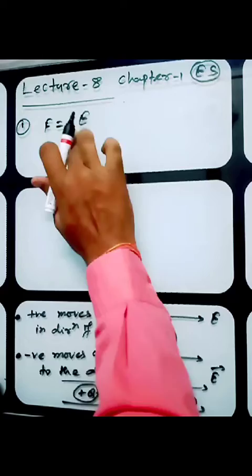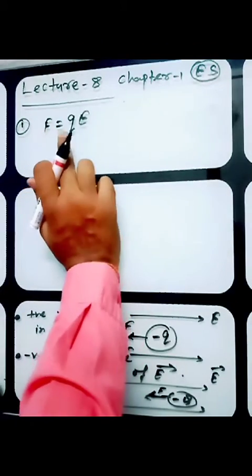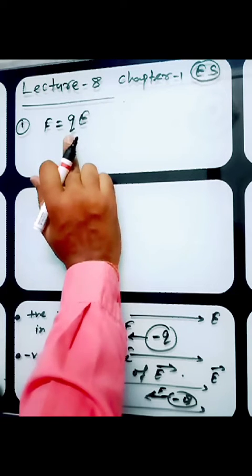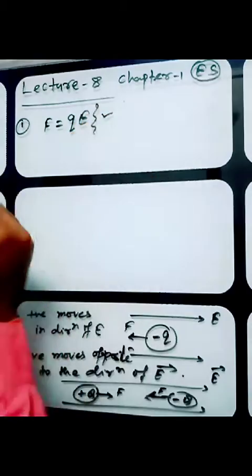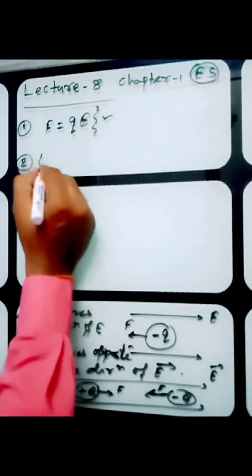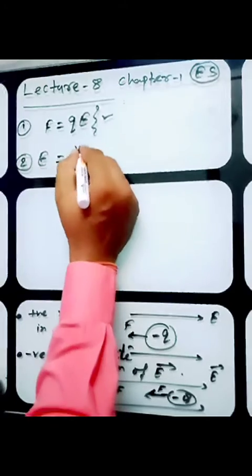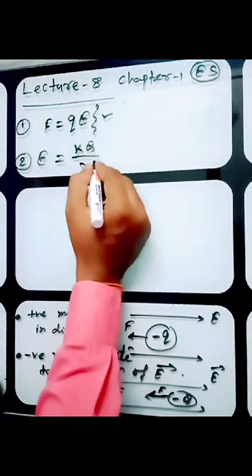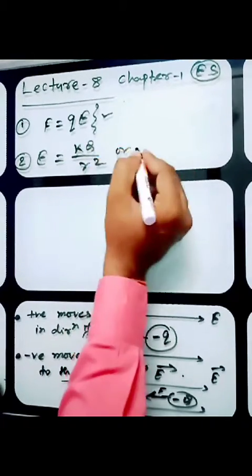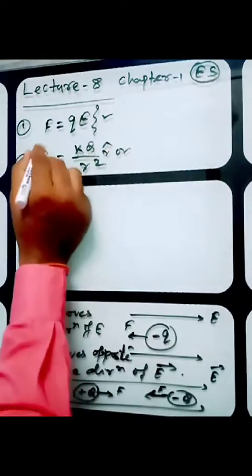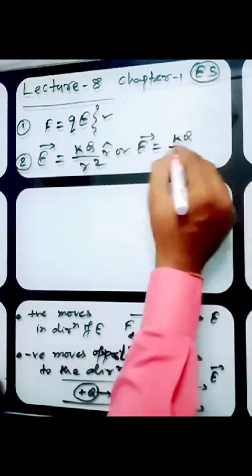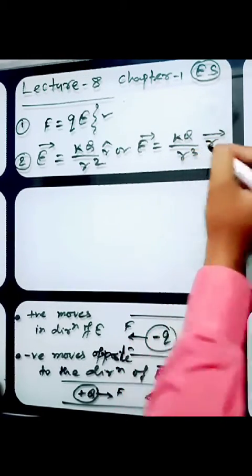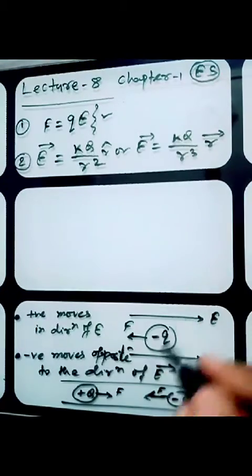If you are confusing, then write down Q. This is the force experienced by this charge Q in presence of electric field E. This is the very important first formula. And the second formula you got: E due to a charge is KQ by R square, or with unit vector, or E is equals to KQ by R cube times the vector r, if you are writing the vector.